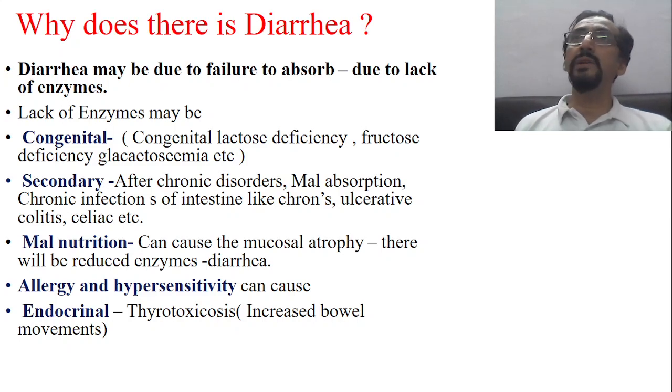Sometimes because of endocrinal problems also there is diarrhea. One of the best examples is thyrotoxicosis, where the thyroxine production is more, and that is acting on the intestinal mucosa and increasing the peristaltic movement. Therefore, in thyrotoxicosis we will have diarrhea, and in case of hypothyroidism we will have constipation. Okay.